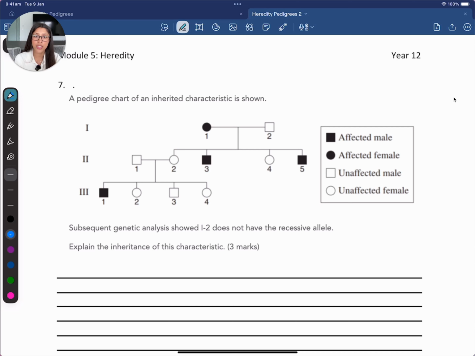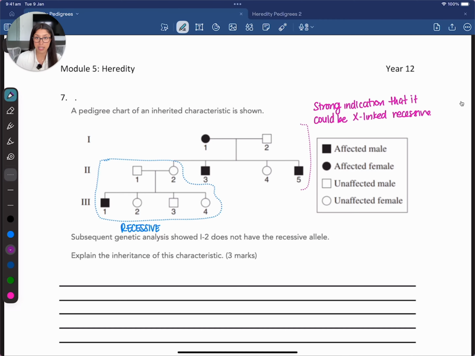So for this question, a pedigree chart of an inherited characteristic is shown. Subsequent genetic analysis shows that individual in generation 1, number 2, does not have the recessive allele. Explain the inheritance of this characteristic. Starting with step 1, let's work out if it's dominant or recessive. In this scenario, I'm seeing 2 unaffected parents with an affected offspring. So that will immediately tell me that it's going to be a recessive condition.